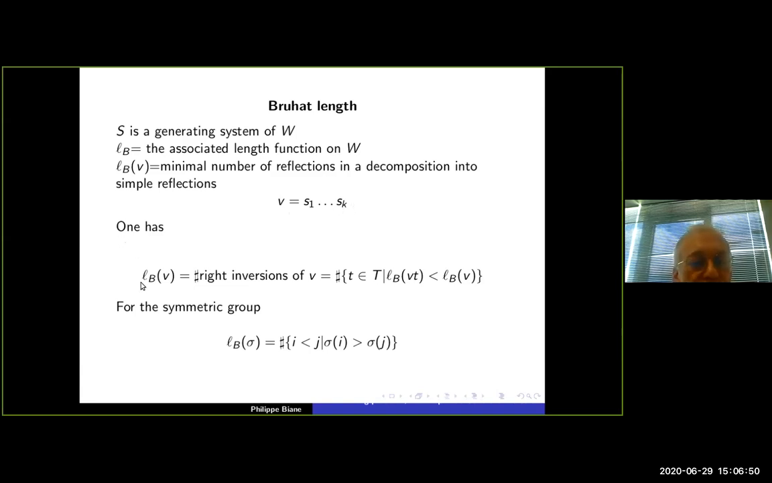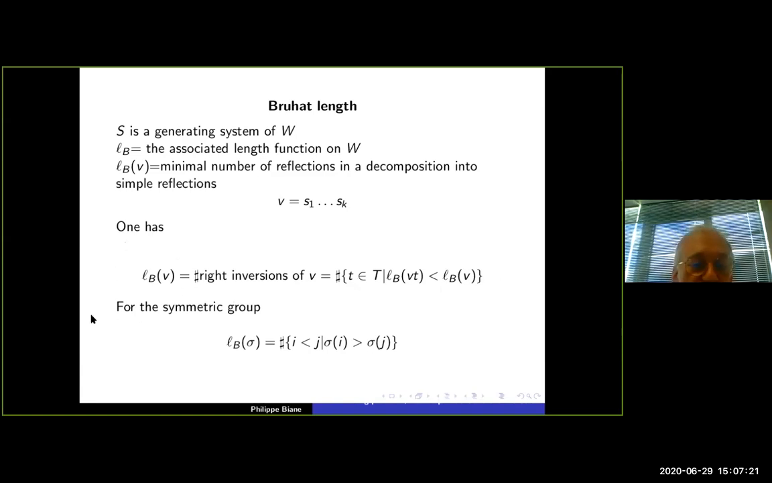One can prove that in a general Coxeter group, the length of v is equal to the number of inversions of v, that is, the number of reflections t such that the length of vt is smaller than the length of v. These t are called the inversions of v, and one can prove this formula in general in a Coxeter group.